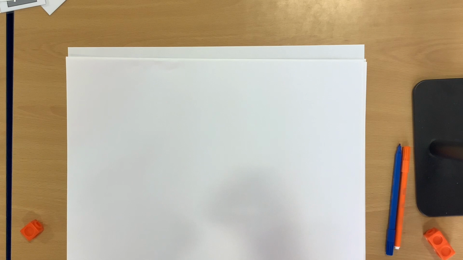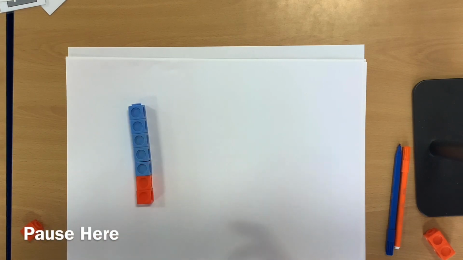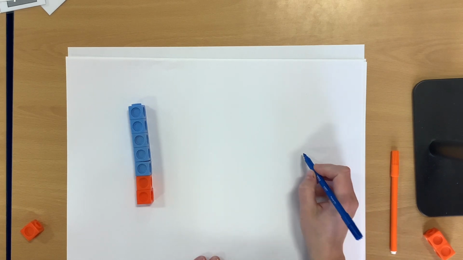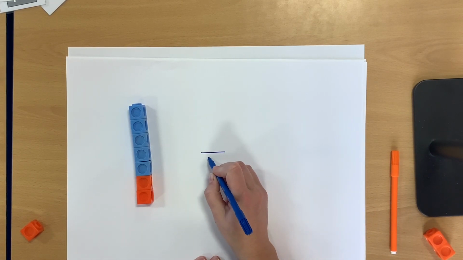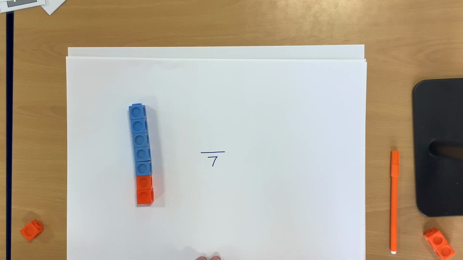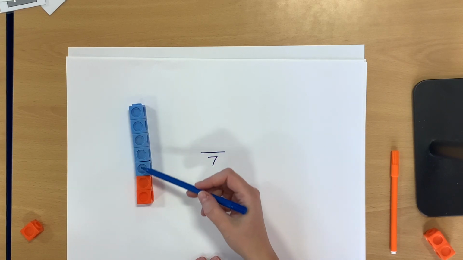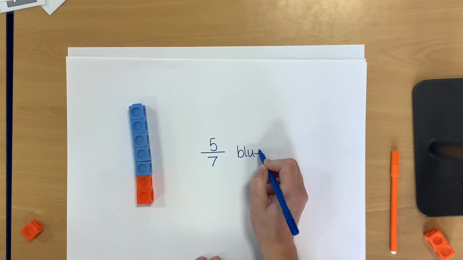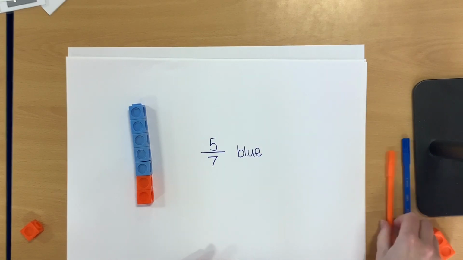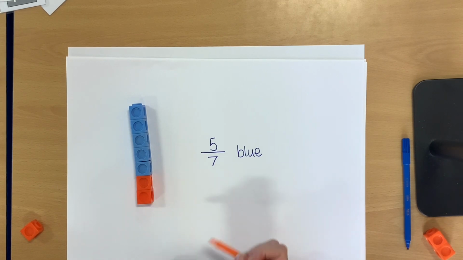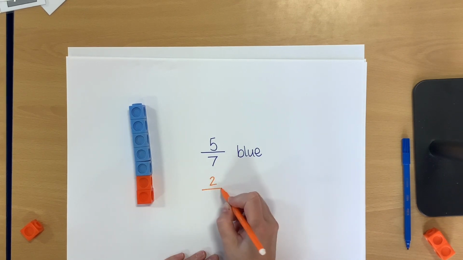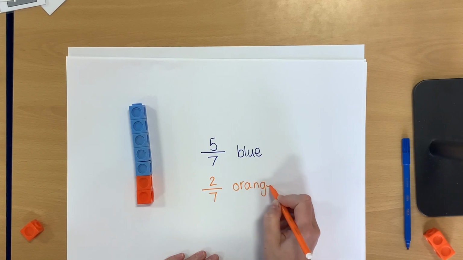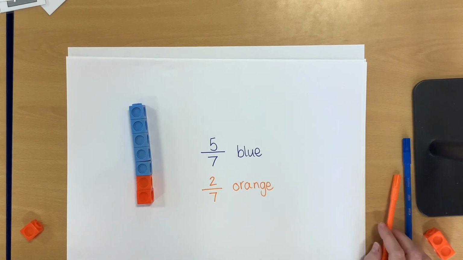Shape number 1. There are 7 cubes in this shape, so our denominator is going to be 7. That's our number of equal parts. Of those 7, 5 of them are blue, so 5 out of 7 equal parts are blue. 5/7 are blue, and 2 of them are orange. 2 out of 7 are orange. 5/7 of this shape was blue, and 2/7 was orange.